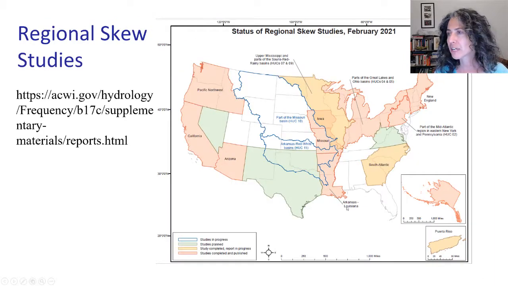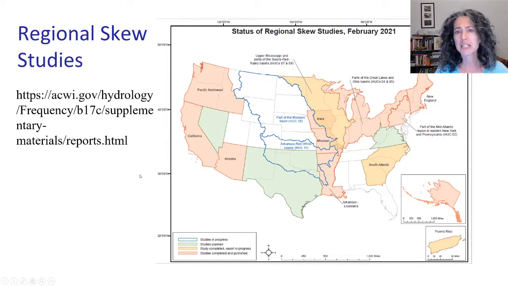Right here is a mostly updated skew study map. This is from February 2021. The red areas have studies that are completed and already published. The yellow areas have studies that are completed and the publication is in process. The white areas, the studies are in progress, and the green areas, the studies are planned.